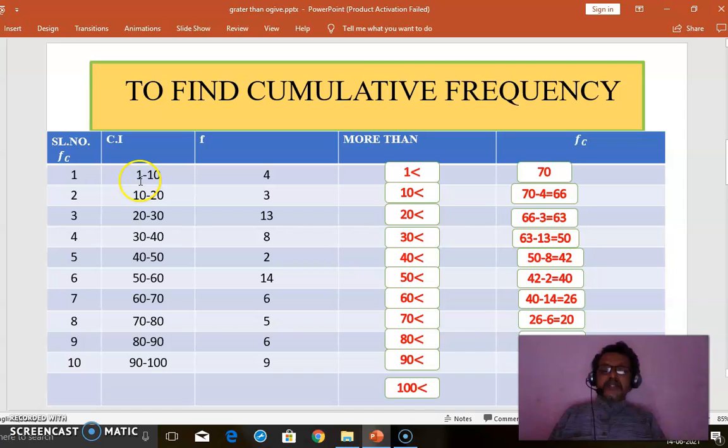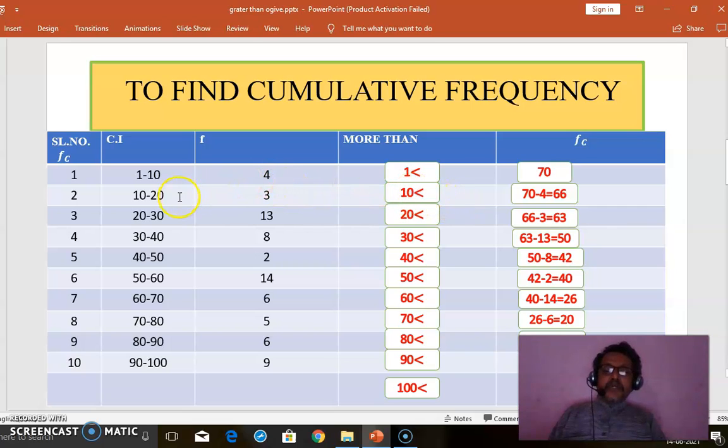Here consider the lower limit. Here continuity is there, so take 1, 10 like that. If there is no continuity, then you have to consider 0.5, 9.5, 19.5 like that. But here continuity is there, so you can take greater than 1. 70 frequencies are there. 4 frequencies are below 10, so we subtract 4 from 70. Therefore 66 frequencies are greater than 10.